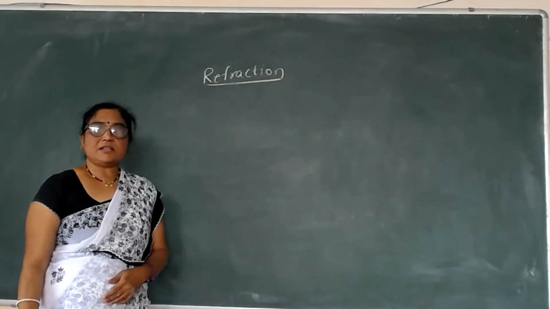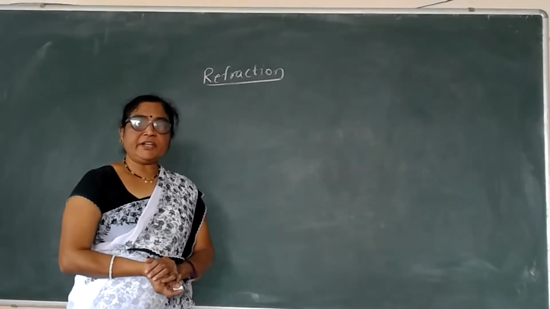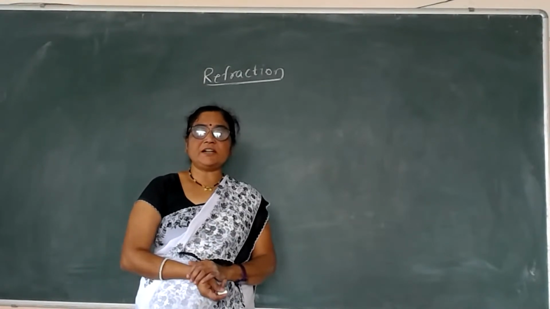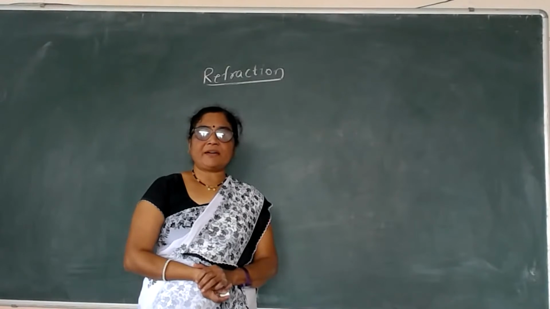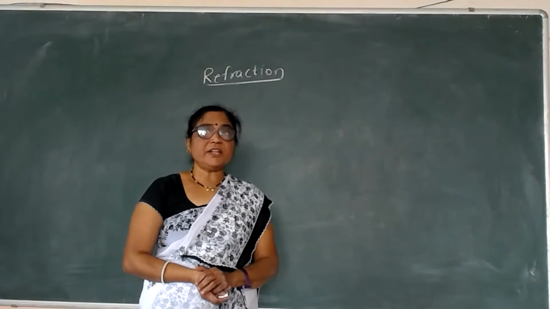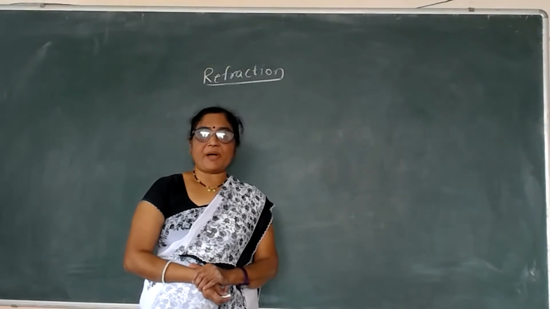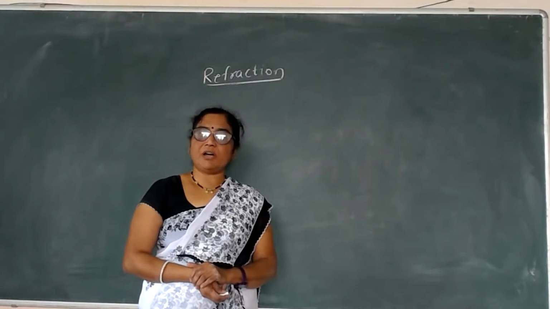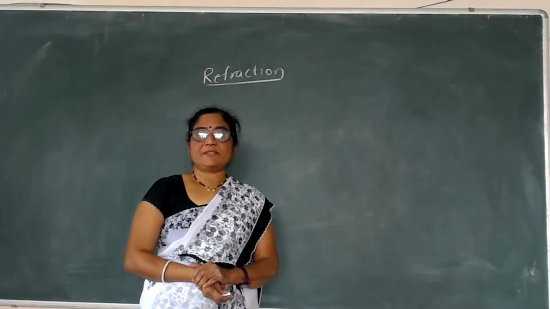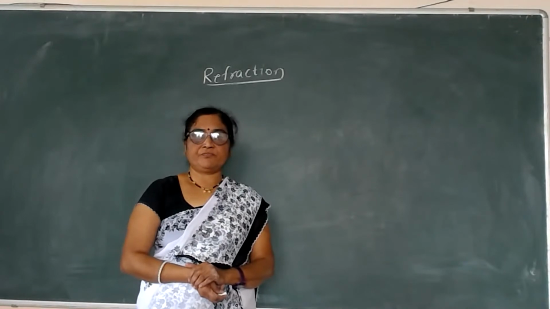In the last class, we studied what is meant by reflection. When a ray of light is incident on a surface or on a mirror, it comes back into the same medium. That process is known as reflection. Next, when a ray of light is incident on a medium, it passes from one medium to the other medium. At that time, the ray of light bends. That bending of the ray of light is known as refraction.